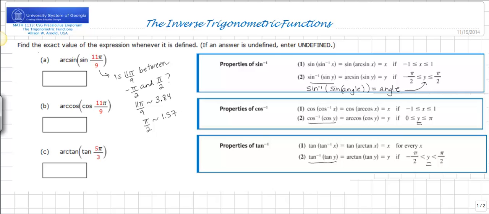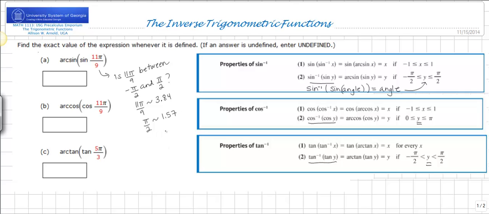Okay, so this is a little interesting, because if the angle were between negative pi halves and pi halves, then the answer would easily be the angle itself. And in this case, 11 pi over 9 is not. It's actually bigger than pi. Now you could have also said 9 pi over 9 and reasoned this out. Pi over 2 is about 1.57.